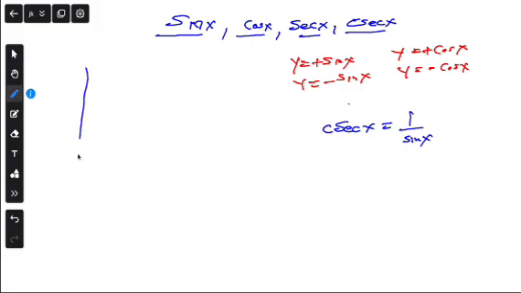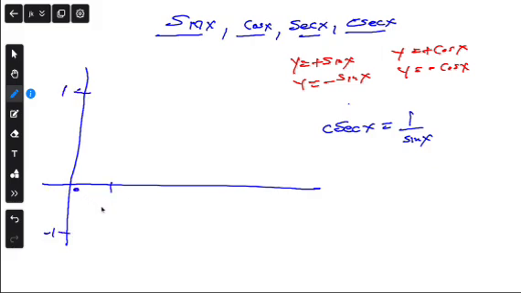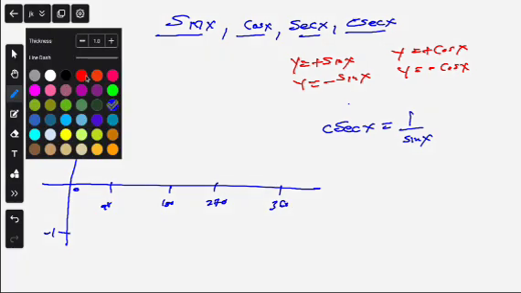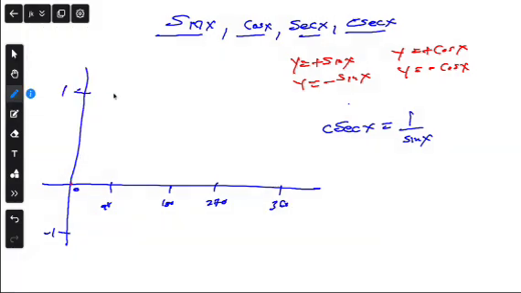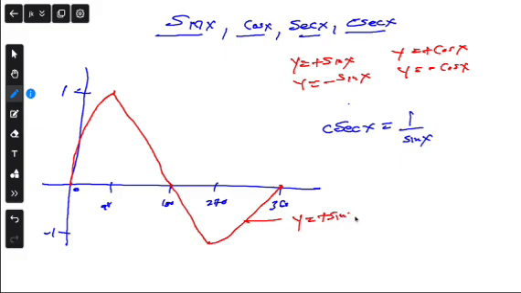So let's say we have a graph. Here we have +1, -1, 0, 90, 180, 270, and then the last one we have 360. We have the first point, the second, the third, the fourth, and the fifth point. Joining these, I'm going to have something like this. So this is the graph of positive sine, isn't it? This is how it should look.